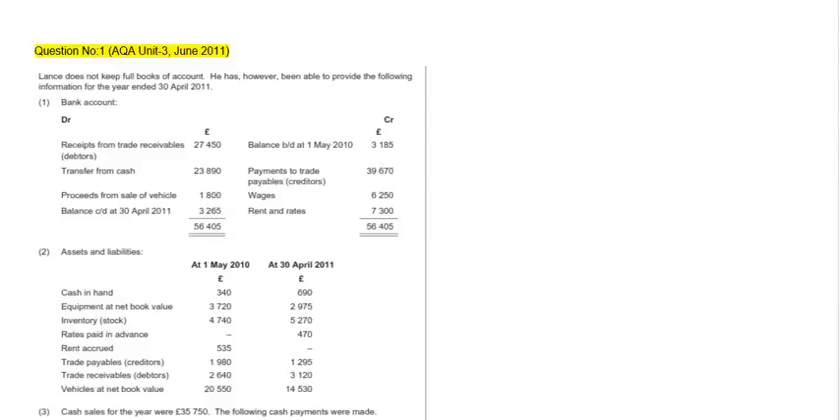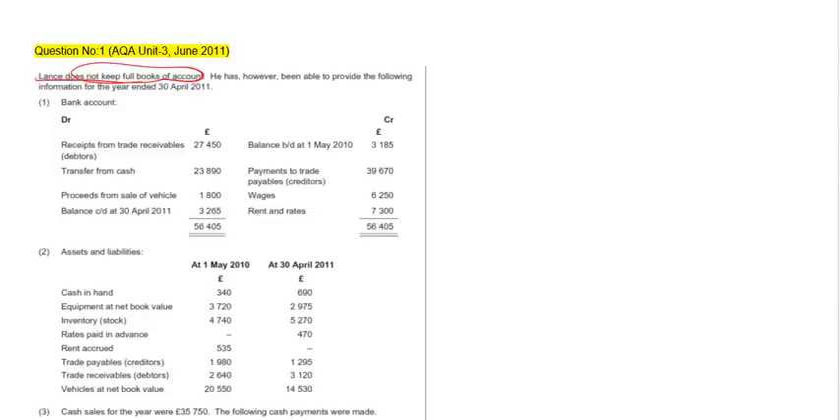Okay, let's read the first paragraph. It says, Lens does not keep a full books of account. Whenever it says does not keep a full books of account, that means it's an incomplete record. He has, however, been able to provide the following information.